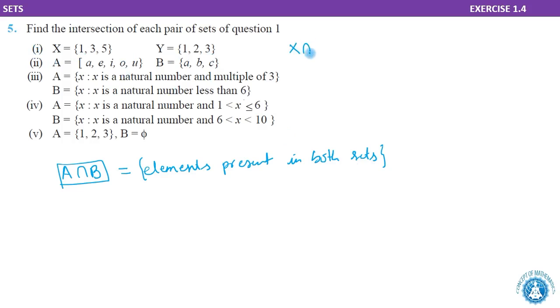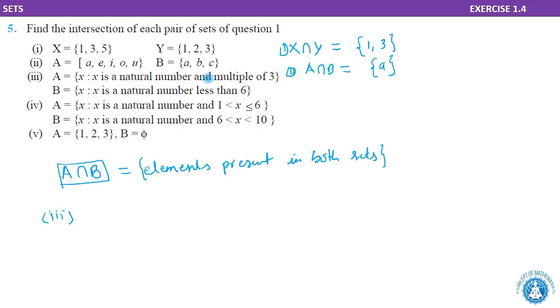Let us do the first one. The intersection of X and Y will have only 1 and 3 common, so it will be 1, 3. Then A and B: this was first, this was second. Only A is common, so one element. Now coming to the third one.